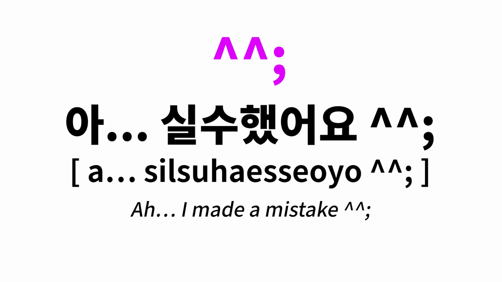Sometimes you want to sound polite but a little nervous or show that you are in an awkward situation. These emoticons are perfect for that. A polite but awkward smile. The semicolon represents a sweat drop showing slight embarrassment or nervousness. Example, 실수했어요. Oh, I made a mistake.